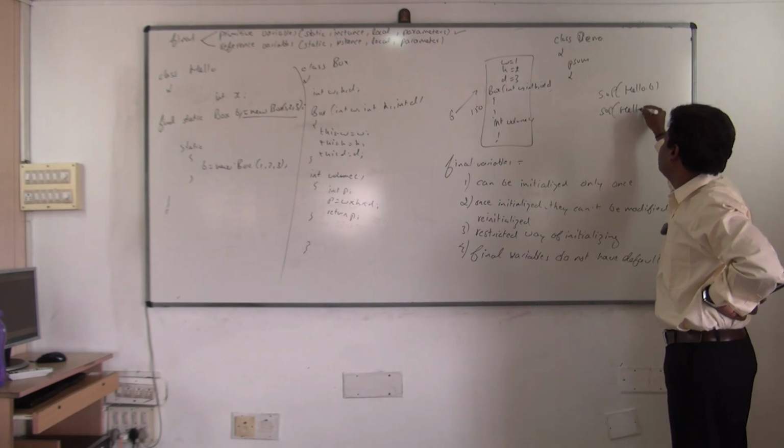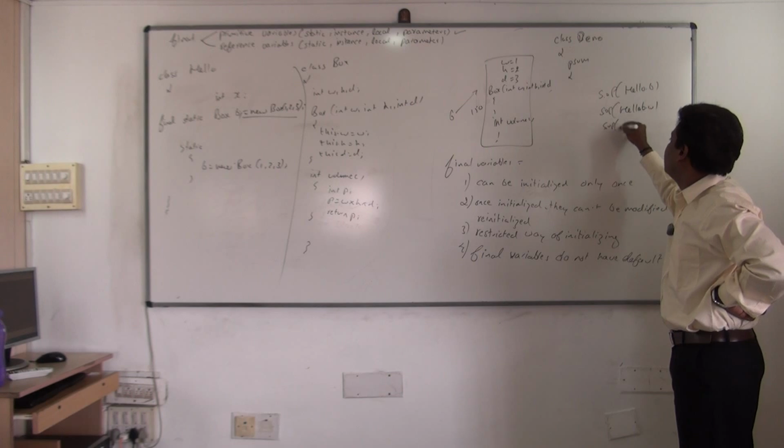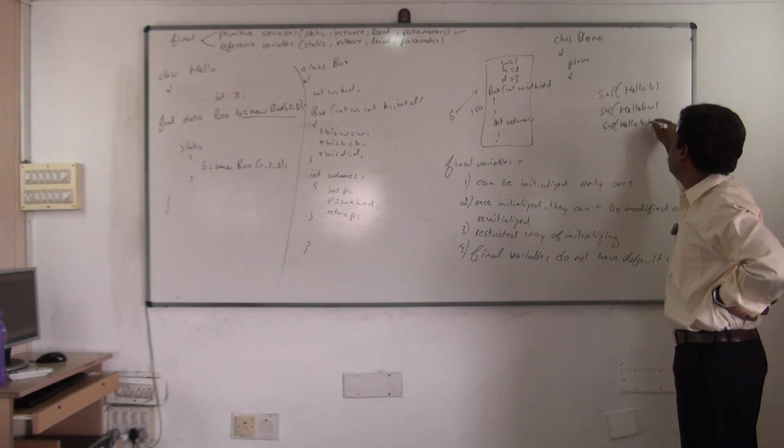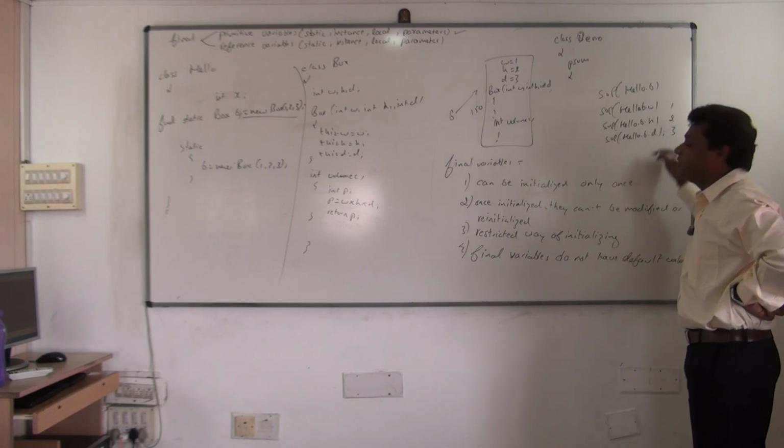SOP hello.b.w will print me 1. SOP hello.b.h is printing 2. SOP hello.b.d is printing me 3. So it prints me 1, 2, 3.